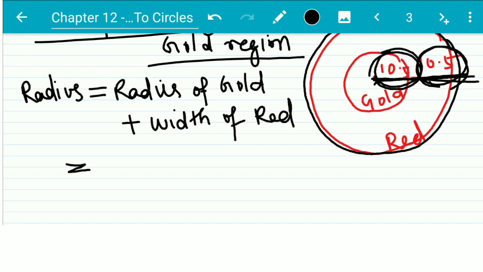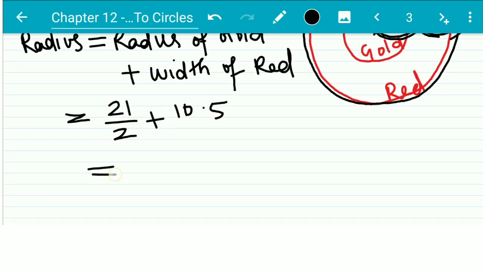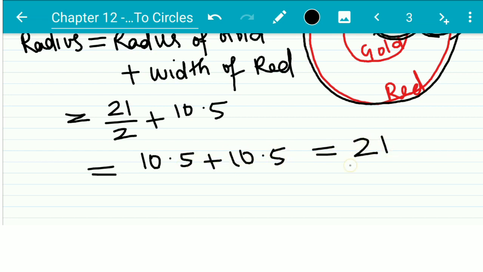Below that, right, what was the radius of the gold? 21 by 2, plus width of the red. Width is given in the question as 10.5. So in the next step you can write, instead of 21 by 2, you can write 10.5. 21 by 2 is 10.5. So 10.5 plus 10.5 equal to 21. That means radius equal to 21 centimeter.